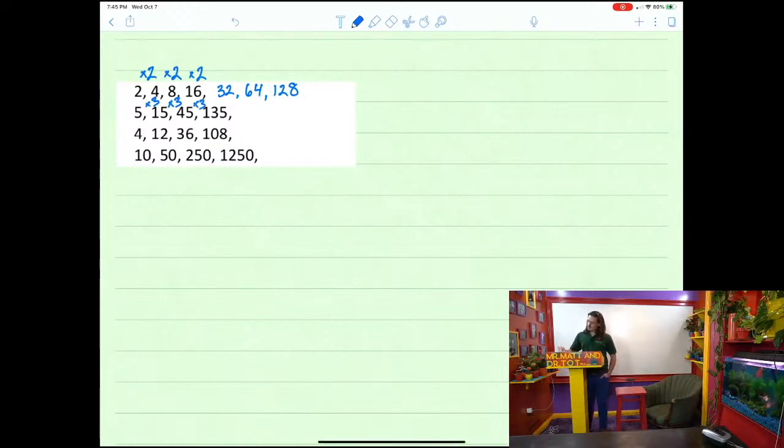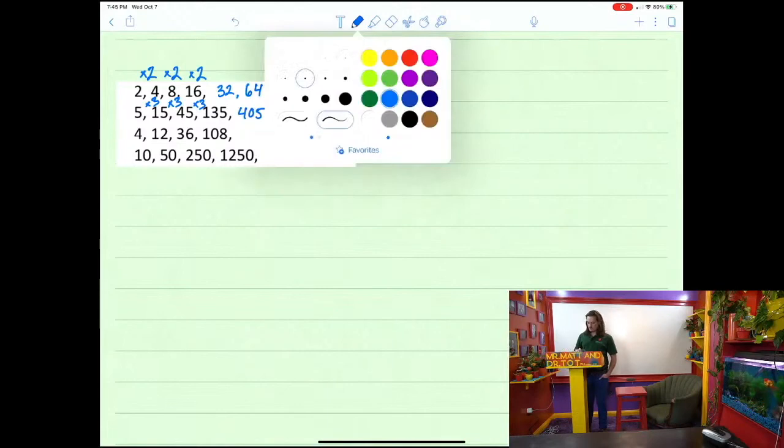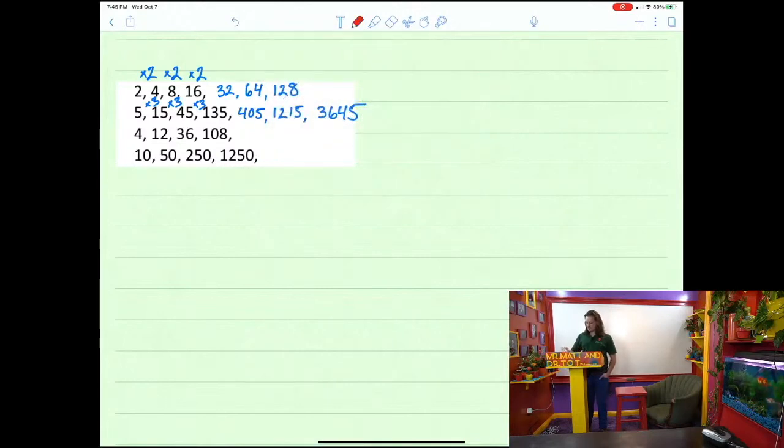For number 3, 12 divided by 4 is a times 3 factor. 36 divided by 12 is a times 3 factor. 108 divided by 36 is also a times 3 factor. So the rule here is going to also multiply by 3. 108 times 3 is going to be 324. 324 times 3 is going to be 972. 972 times 3 is going to be 2,916.